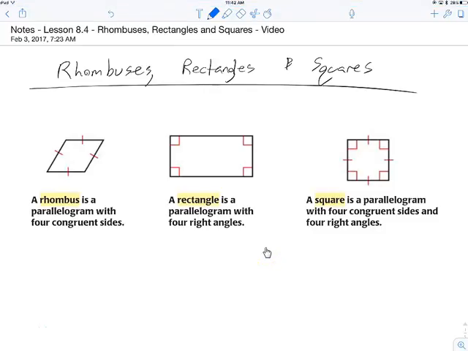Okay, so here we are talking about rhombuses, rectangles, and squares. Now, all of this is going to be built on the foundation of parallelograms, so if you haven't explored those, make sure to check those out first. I have a few videos you could check out.